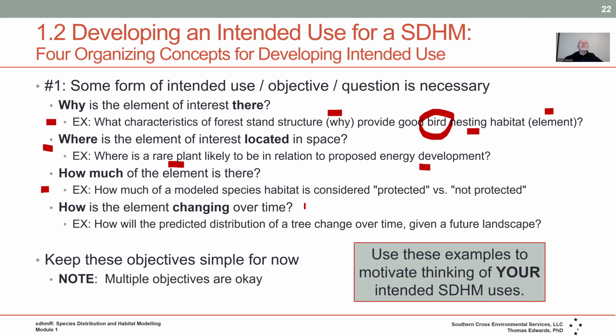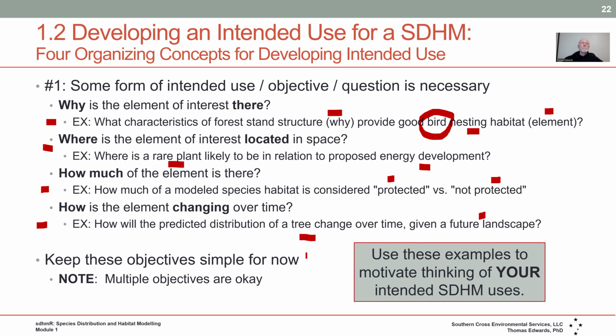How much of the element is there? The easy example to think of here is how much of an organism's habitat or range might be considered protected versus not protected. Say how much of it is in a national park versus multi-use land, such as that of Forest Service and BLM, versus private lands. So you can actually turn around and come up with some estimations there. And last, of course, is how might the predicted distribution of a tree change over time, given some form of future landscape?